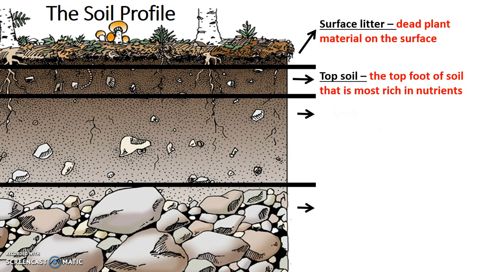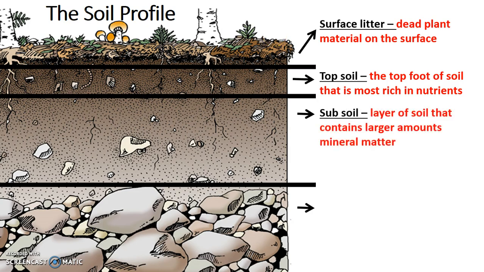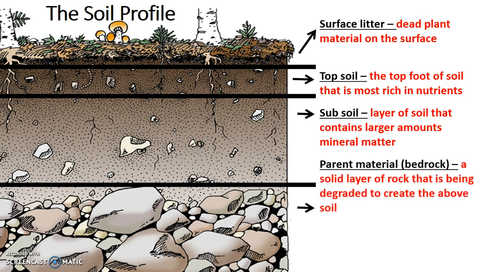Below topsoil, there's subsoil. Subsoil contains larger rocks, not as many nutrients, and not as much air, and as a result, there's not a lot going on in the subsoil. Below the subsoil, there's the parent material, otherwise known as bedrock. This is a solid layer of rock or boulders that's actively being degraded, broken down into subsoil, which is being turned into topsoil, which is being nutrified using surface litter.